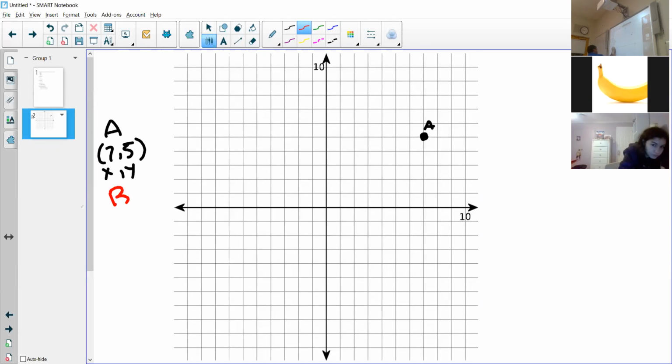Second one, B, is at (0, -3). So 0 means I don't go left or right at all. So I'm just going to go down 3. 1, 2, 3. So this is B. Notice it's on the y-axis. Because x equals 0, we could know before we even graph it that it was going to be on the y-axis.